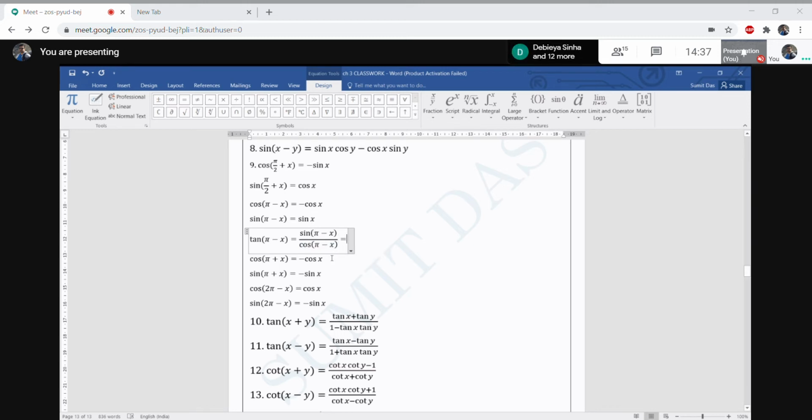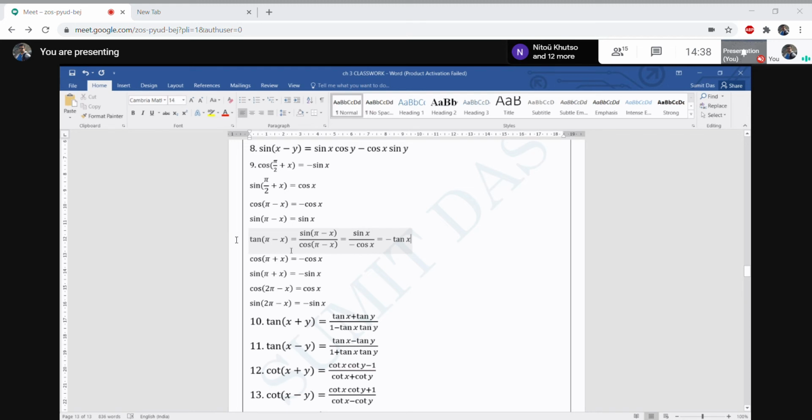Okay, so what will we get? We get sin(pi minus x) equal to sin x. We will get sin x divided by minus cos x. Why? Because cos(pi minus x) equals minus cos x. So it is equal to minus tan x. Understood?